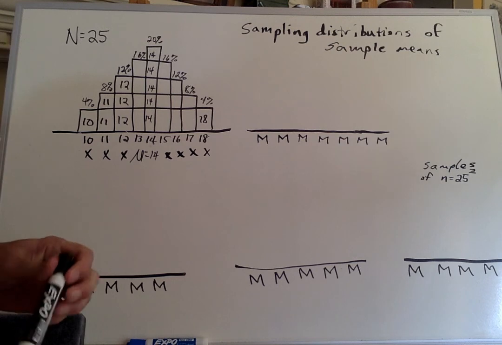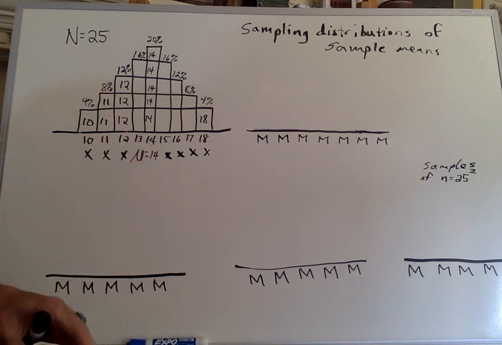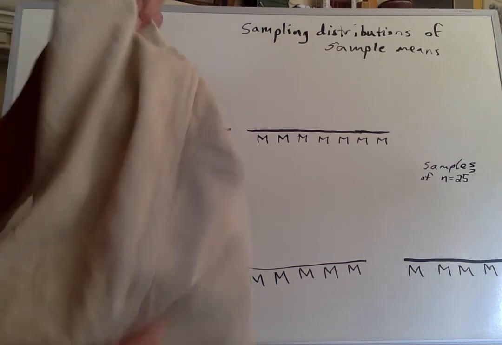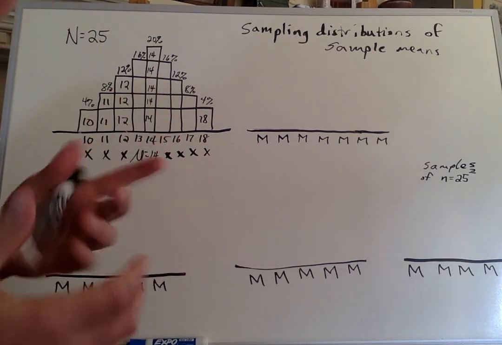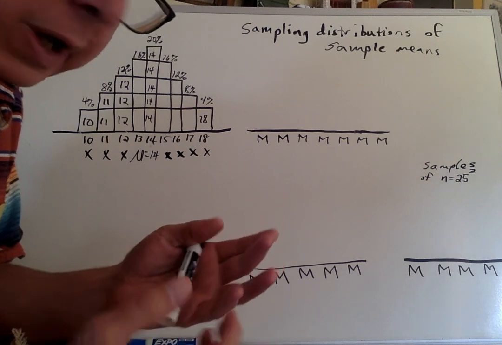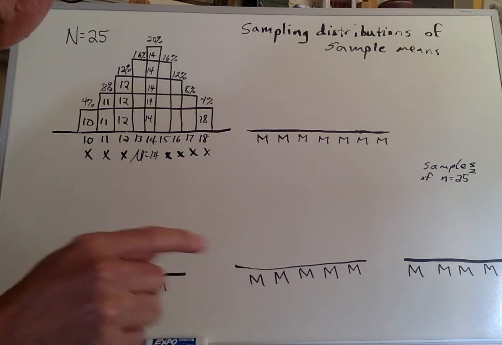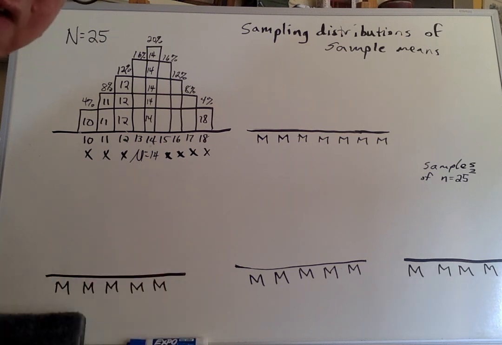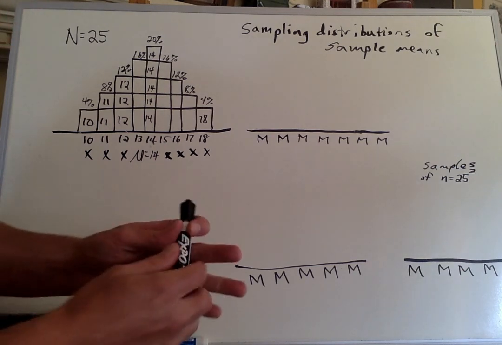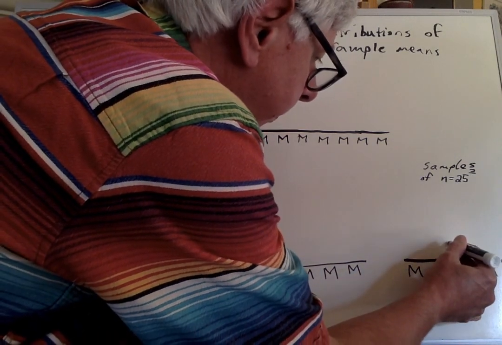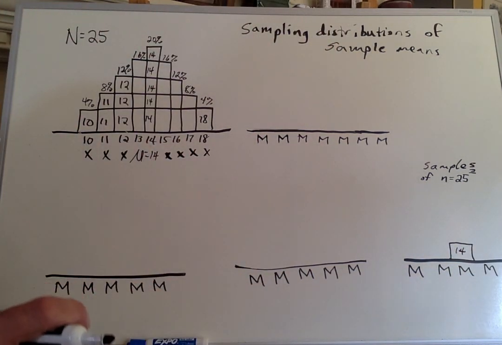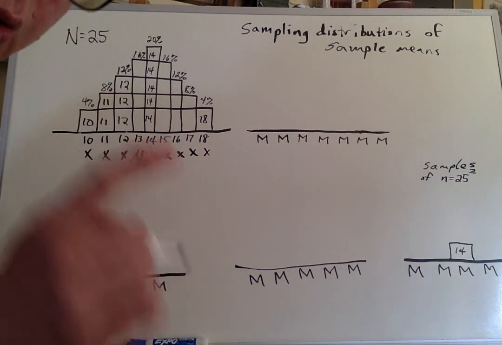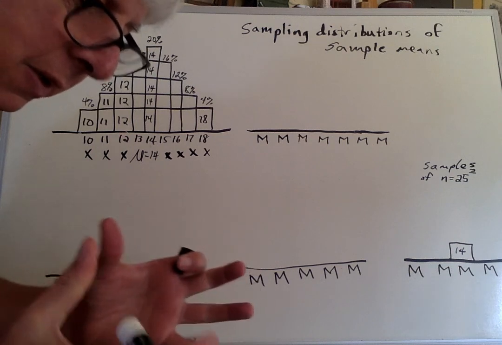Now, maybe some of you are scratching your head. It's like, well, that's kind of weird because there's 25 blocks in there. Yes, so let's do this. I'm going to shake these up randomly. I'm going to take out 25 blocks. That is all of them, okay? I'm going to calculate the mean for those 25 blocks. And what is the mean for the 25 blocks? It's 14. So I'm going to plot that sample mean here. 14. Now that does not represent one block of 14. It represents the average for all 25.